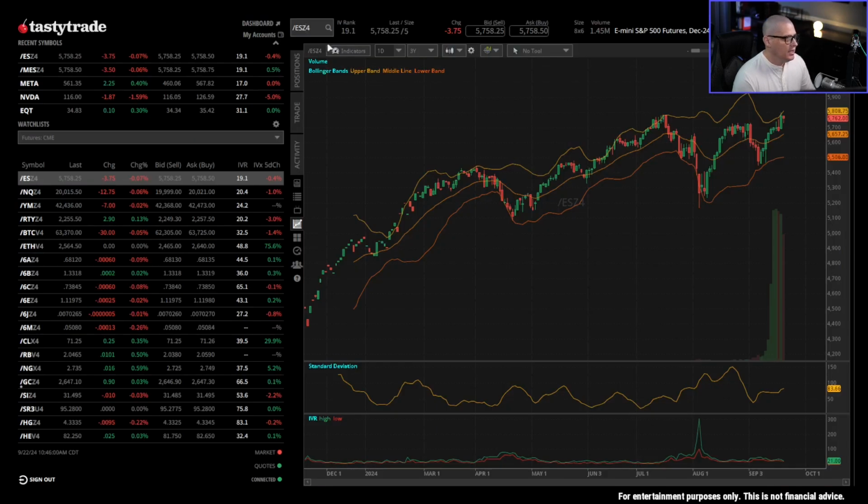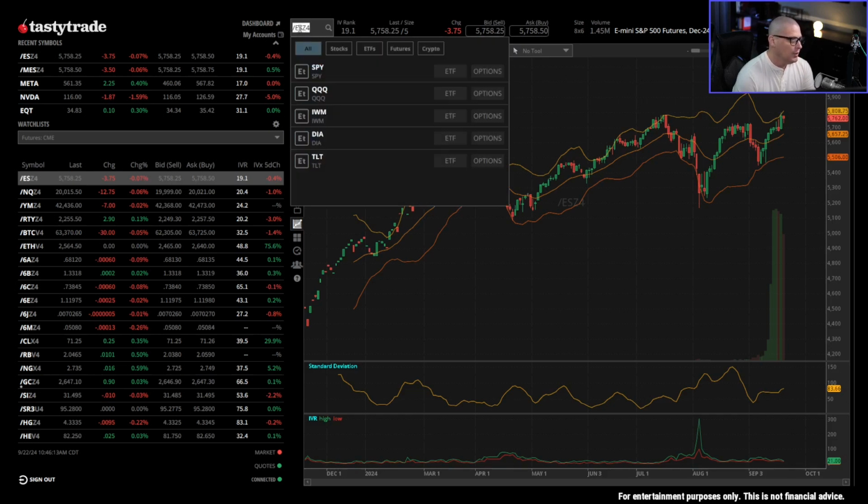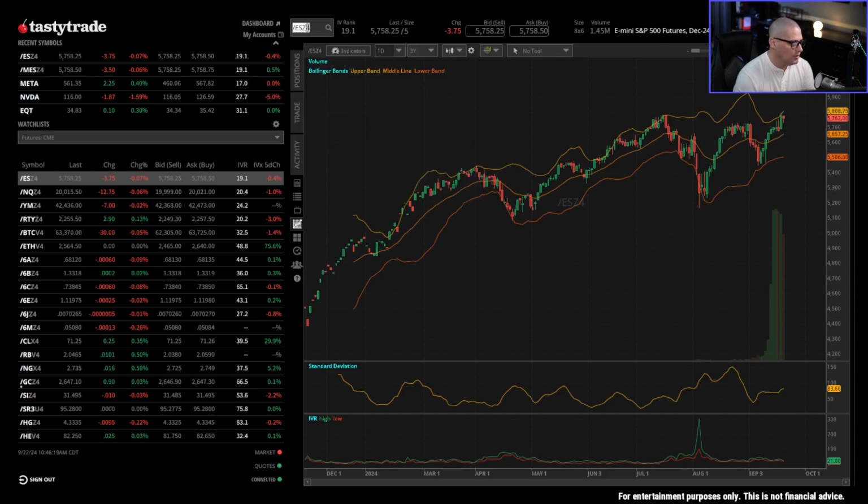So when you look at your futures, there's always the actual futures ticker. For example, ES is /ES, but then it's always going to be followed by a letter and a number. The letter is the month and the number is the year. So ESZ4 is ES on December 2024. It's the last number of the year. It's 4.